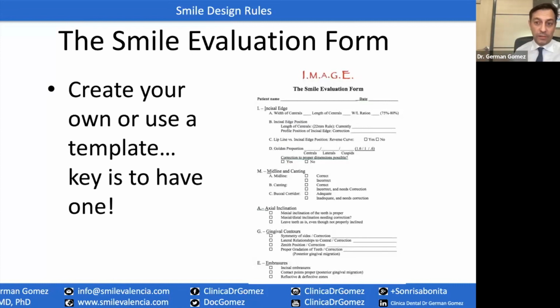Where do you get these smile evaluation forms? Well, from the internet. Mine is in Spanish, okay? But I got mine from the internet, and I put it together, and then I translated it into Spanish. But there are many out there that you can use.